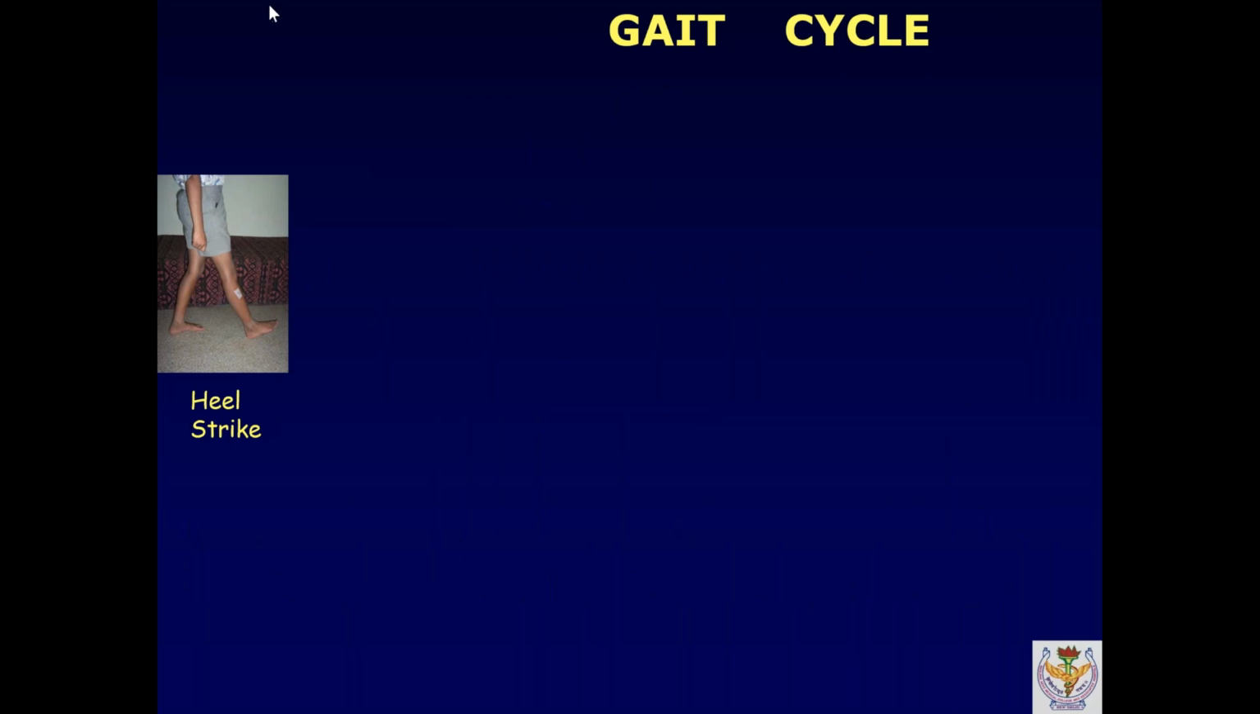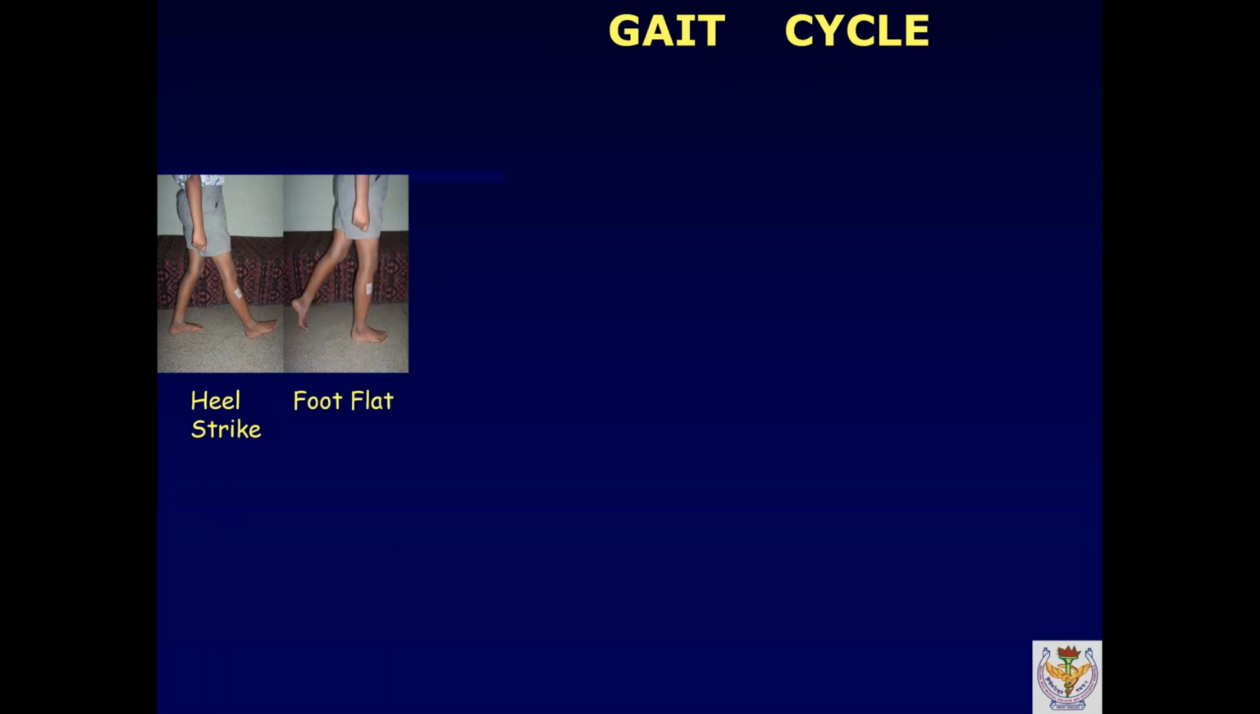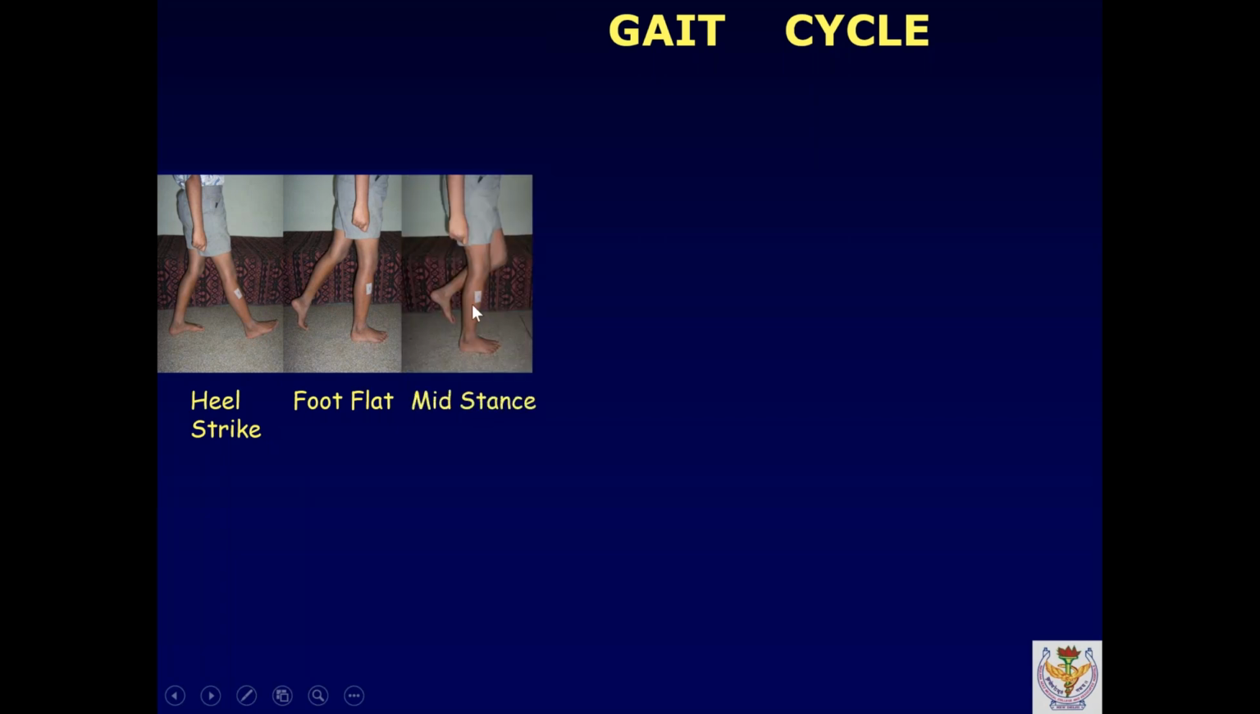Okay, so let's start with the gait cycle. The gait cycle starts with the heel strike. So the beginning of the gait cycle is when the heel is touching the floor, and then as the body advances forward, the foot becomes flat, and the tibia has moved forward over the ankle. After the foot flat, it becomes mid stance.